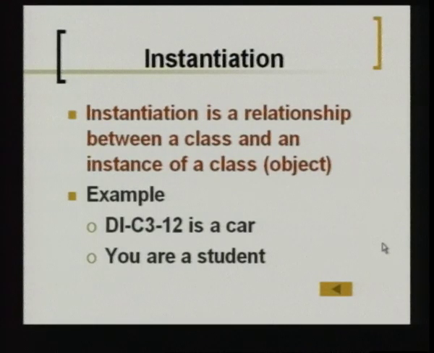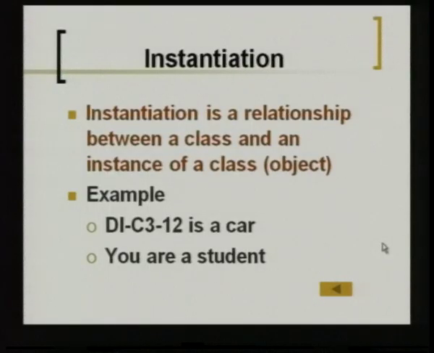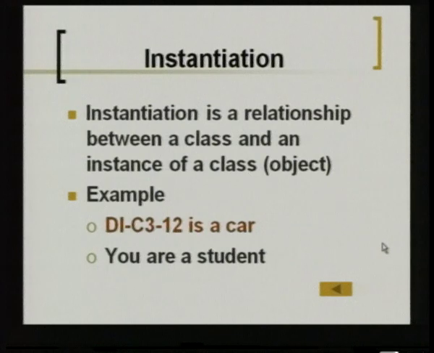Next you have something called instance or instantiation. As I said, an object is an instance of a class. So what is the meaning of the word instantiation? It is a relationship between the class and an instance of a class. So what is the relationship between the class and its instance, or its example, the object? As I explained earlier, cuckoo is a bird, cat is an animal. Similarly, this particular model is nothing but a car. I am nothing but a teacher and you are nothing but a student.